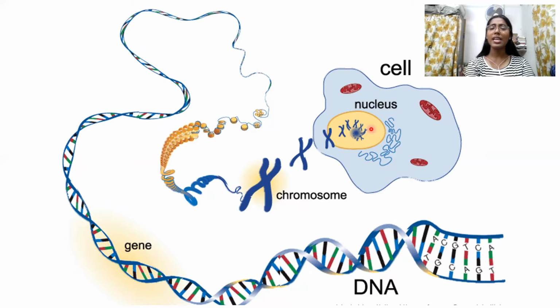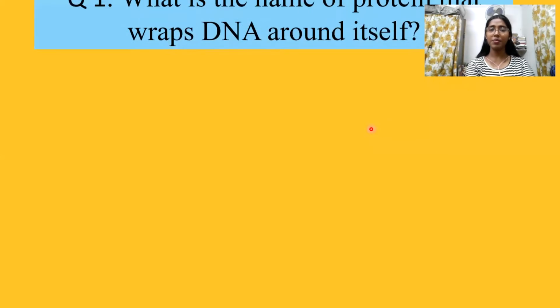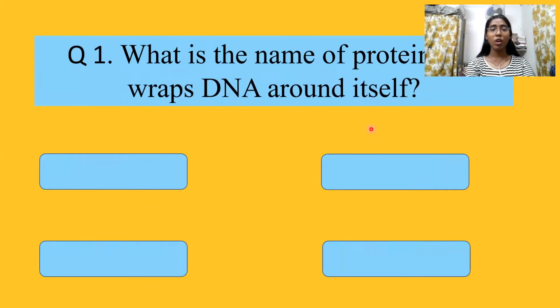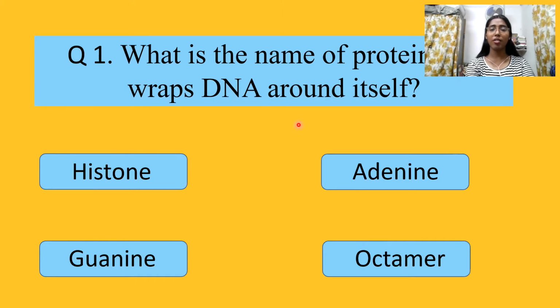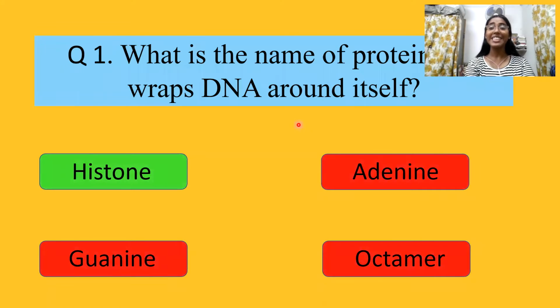Let's move towards a little bit of a quiz. The quiz is: what is the name of the protein that wraps DNA around itself? Any guesses? The protein is histone, right? I said that histone is a protein. It forms an octamer, and this is how DNA wraps around itself.